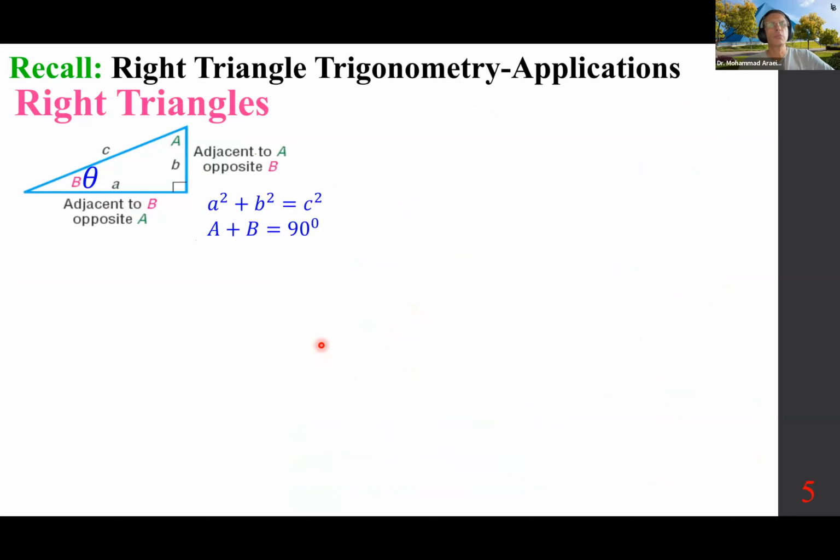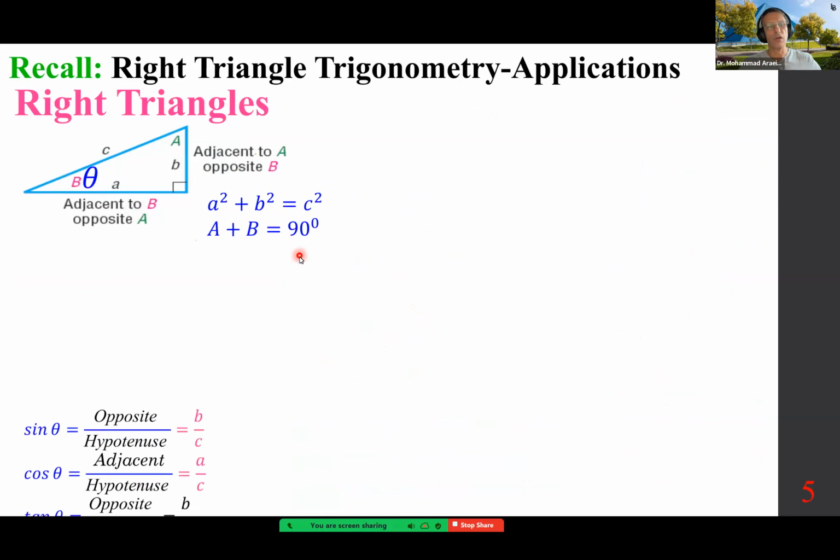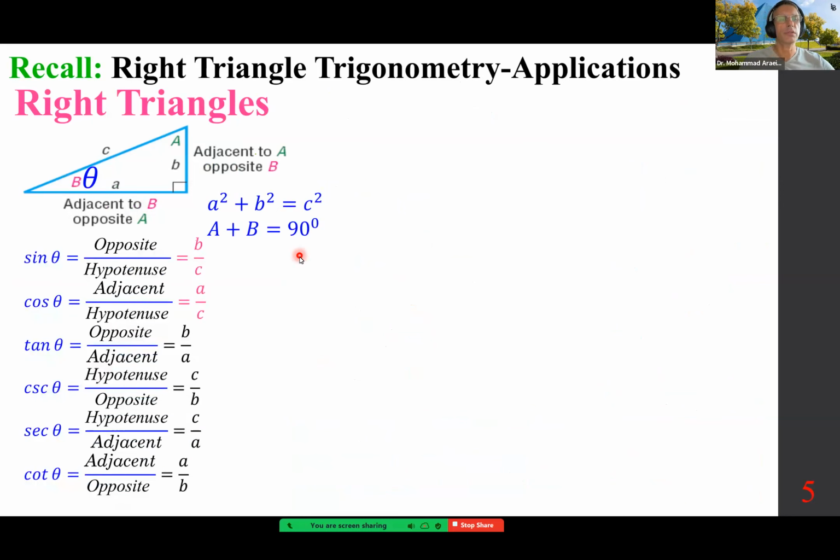Right triangle: a squared plus b squared equals c squared. A plus B is 90 degrees. The sine is the opposite over the hypotenuse and cosine is the adjacent over the hypotenuse. You can figure out the rest.